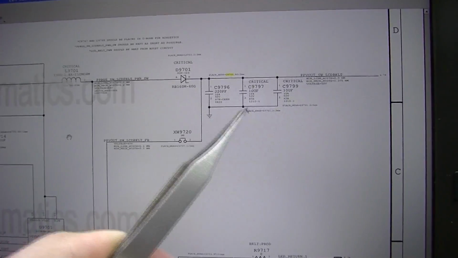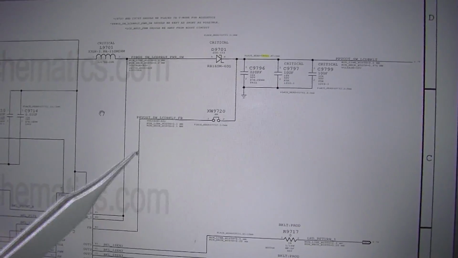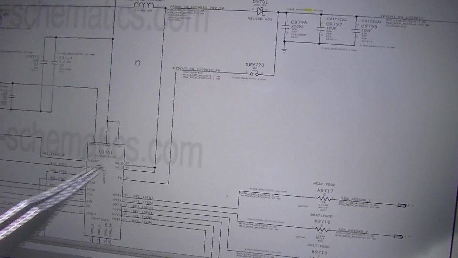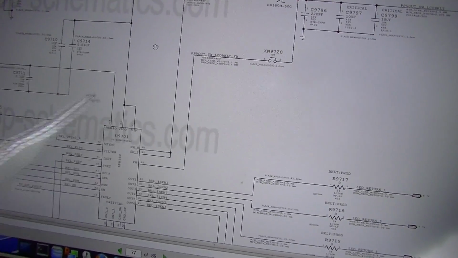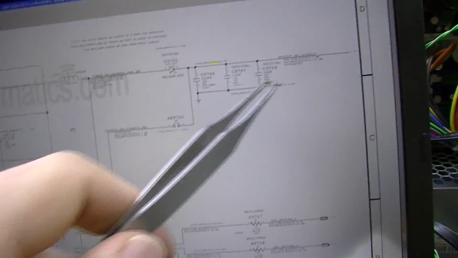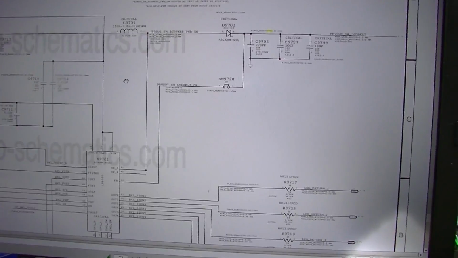That means one of these capacitors is bad because these are things that go to ground, or this feedback trace is broken because the feedback trace goes back to this chip, and this chip itself has connections to ground. Again, these capacitors, you can check them, 99.999999% of the time, they're just fine.